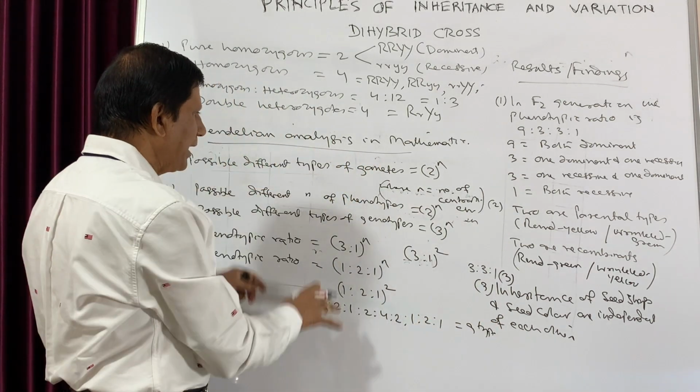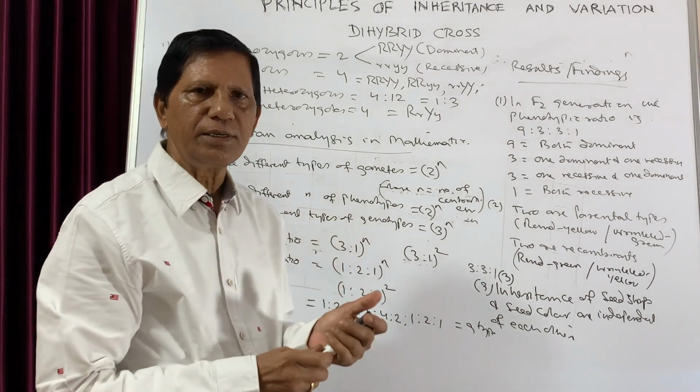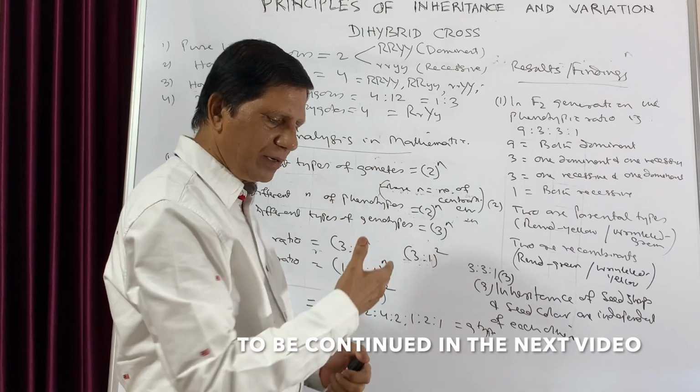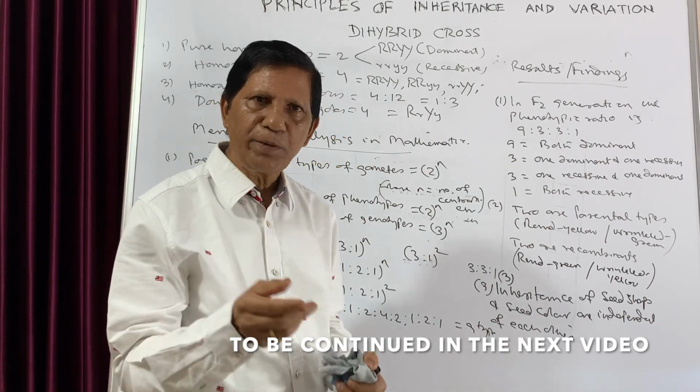So these are the mathematical formulas he applied to his dihybrid cross. So this is about the dihybrid cross. Now let us discuss very briefly about a trihybrid cross.